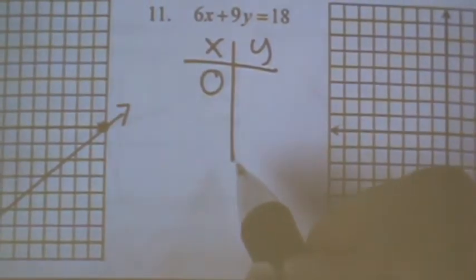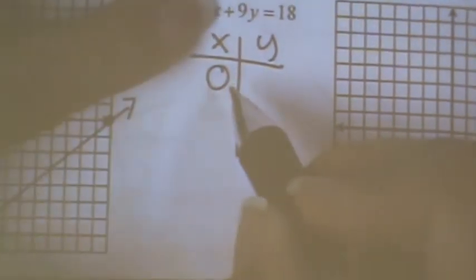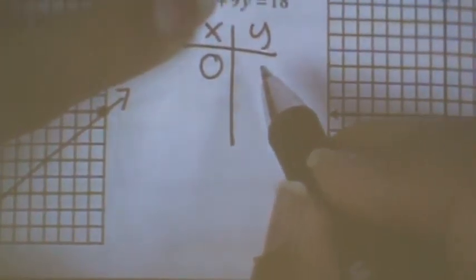If I put a 0 here, that means, what's y? 2, very easy. 0, 2, done. Now I'm gonna put a 0 in for y, cover it up. What's x? You have 6x equals 18, so 3, done.